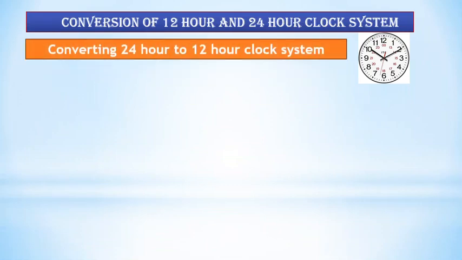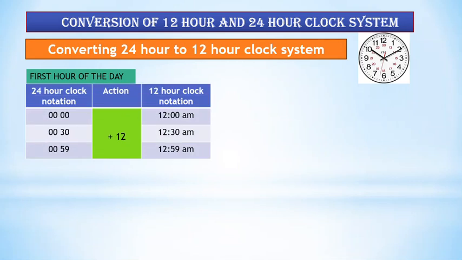Now here the table shows conversion of time from 24-hour clock notation to 12-hour clock notation. First rule is to add 12 to the first hour of the day. First hour of the day starts from 0000 and ends at 0059 in 24-hour clock notation. If in 0059 we add 12, it becomes 12:59 a.m.